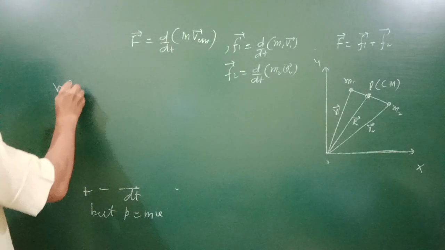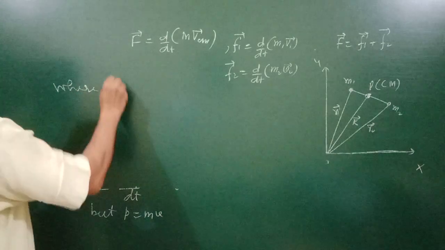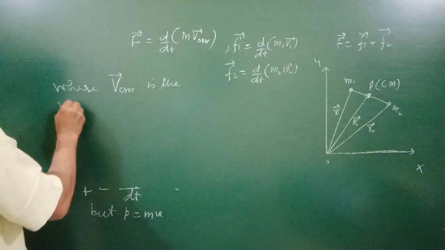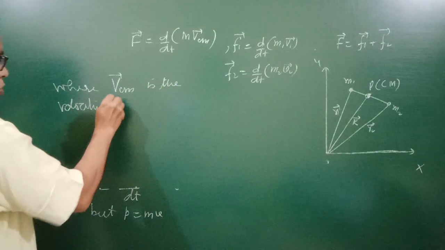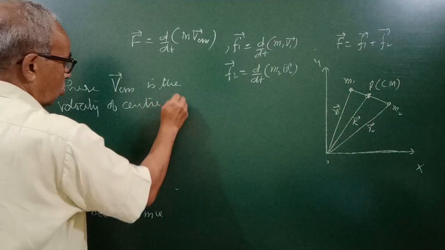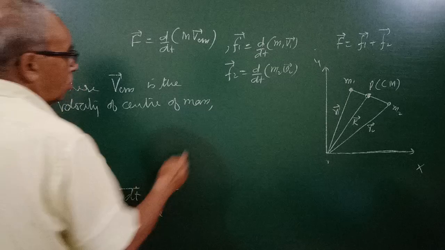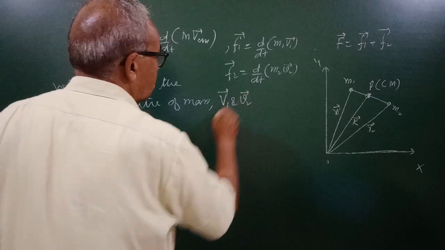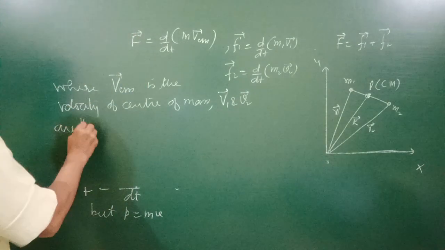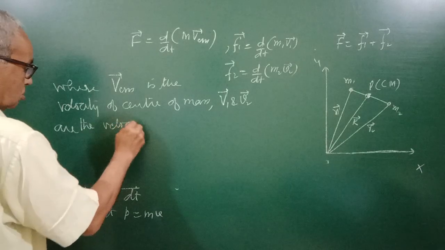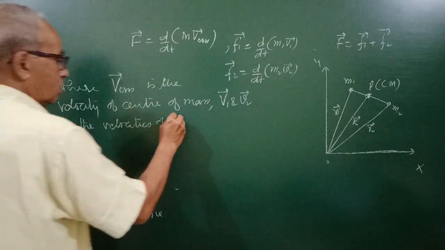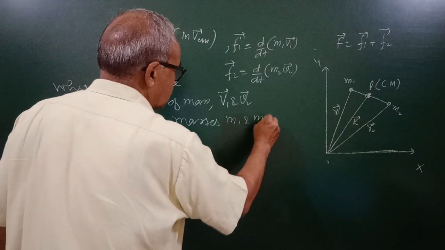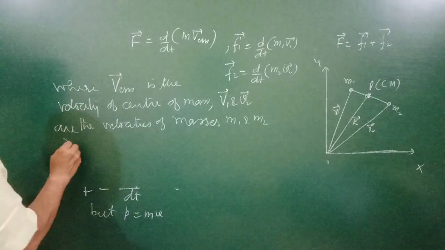Here, where Vcm is the velocity of the center of mass, v1 and v2 are the velocities of masses m1 and m2 respectively.